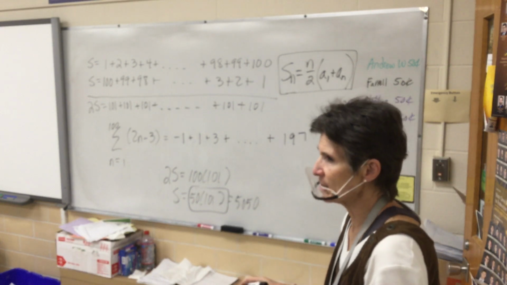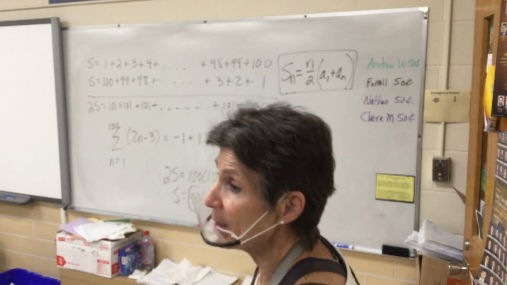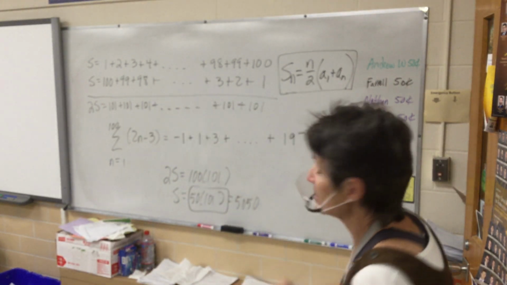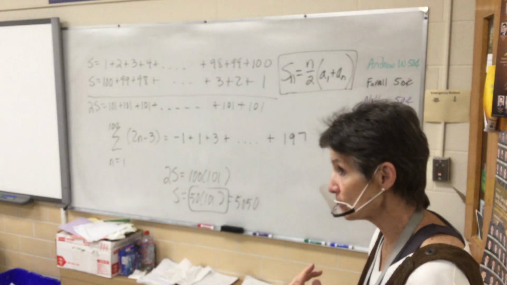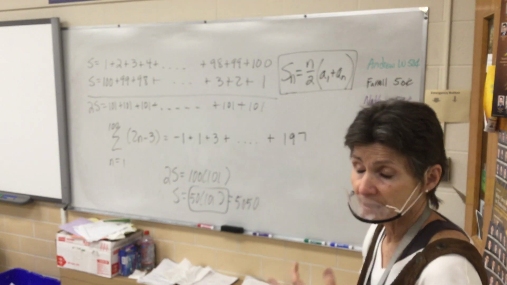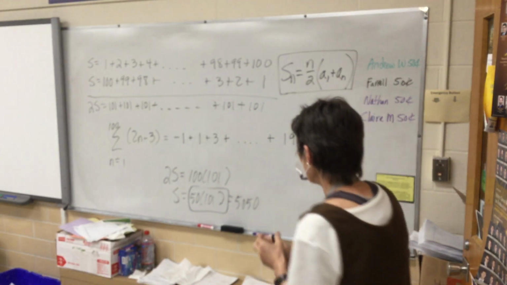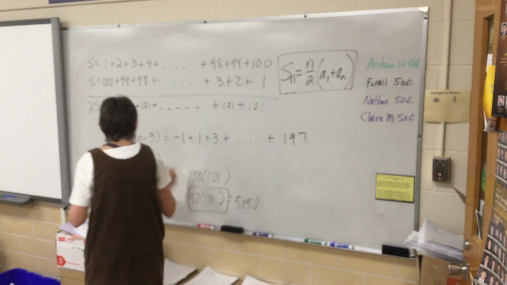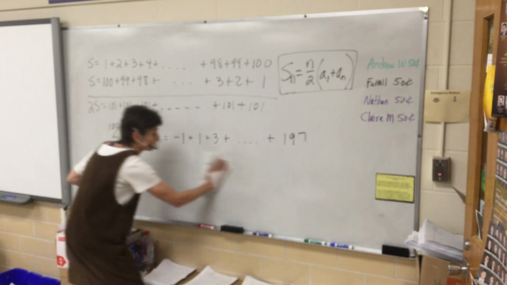When we add them, we call them a series instead of a sequence. If you're adding up the terms of an arithmetic sequence, that will be the formula that you will use. N stands for the number of terms you're adding up. A sub 1 is the first term. A sub n is the last term. So with that in mind, let's come back to our problem.